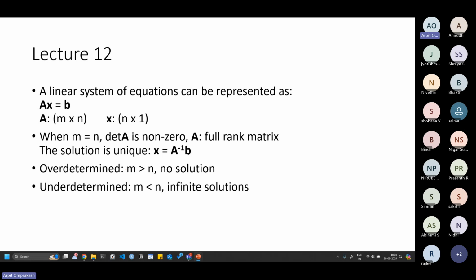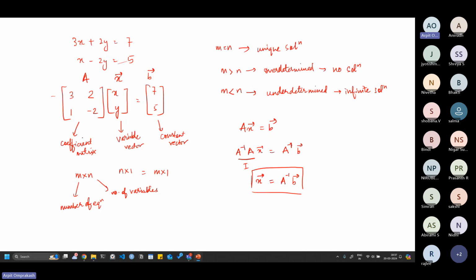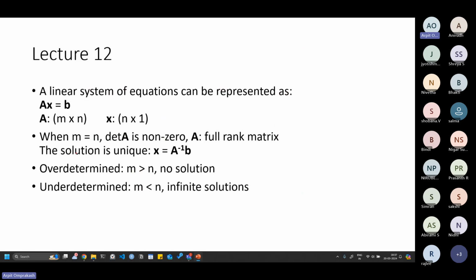However, if the system is overdetermined, or if M is greater than N, or if the number of equations is more, then the system has no solution. If the system is underdetermined, or M is less than N, so it has fewer equations than the number of variables, the system is underdetermined and it has infinite solutions.